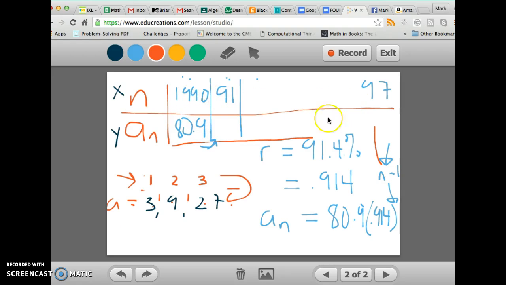That's enough information to start plugging into my formula. I have a formula for geometric series and sequences. It is a sub n equals a sub 1 times r to the n minus 1 power. I know a sub 1 is 80.9, so put that in there. I know r, well, I don't know r. I'm given it, but I figured it out. You can probably see how. It would be easy to say r is 8.6%, but really it says this rate is going to decrease by 8.6%.